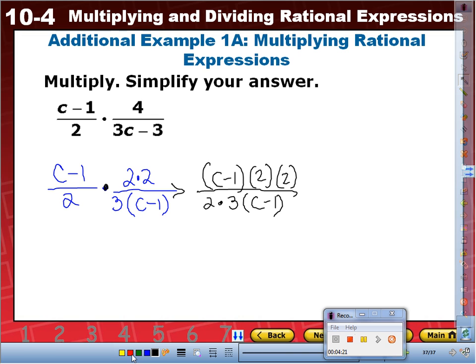So now check this out. Step 4, identify or divide out giant ones. Do you see a giant 1 here? Yes, c minus 1 over c minus 1 is 1. How about 2 and 2? And we're left with 2 over 3. Copy that, please.